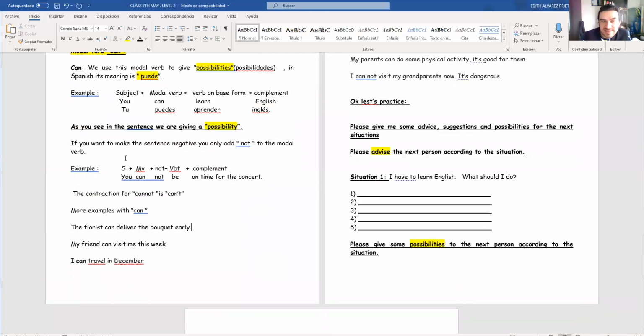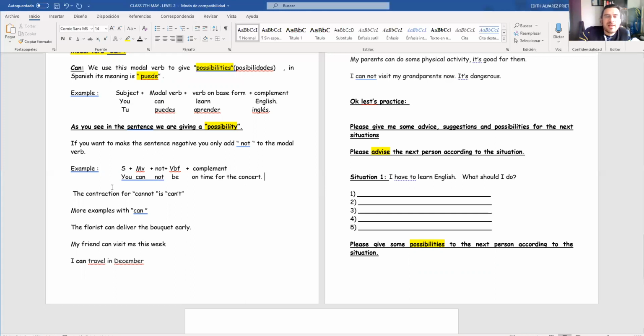Okay, if you want to make the sentence negative, similar to should, you only add not to the modal verb. Entonces, si lo van a negar, solo le agregamos not al verbo modal. ¿Listo? Example: subject, modal verb, not, verb in the base form, and complement. Example, you cannot be on time for the concert. Negación. Tú no puedes estar a tiempo para el concierto, ¿ok? Ahí tocaría darle como un poco más de contexto, pero para que vean la estructura.